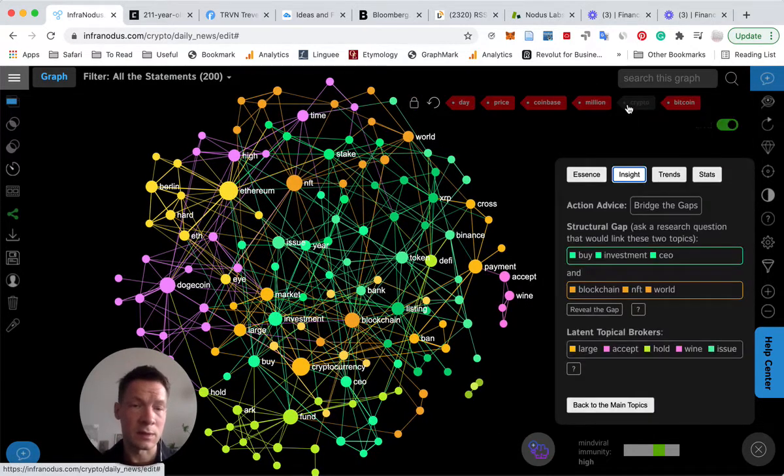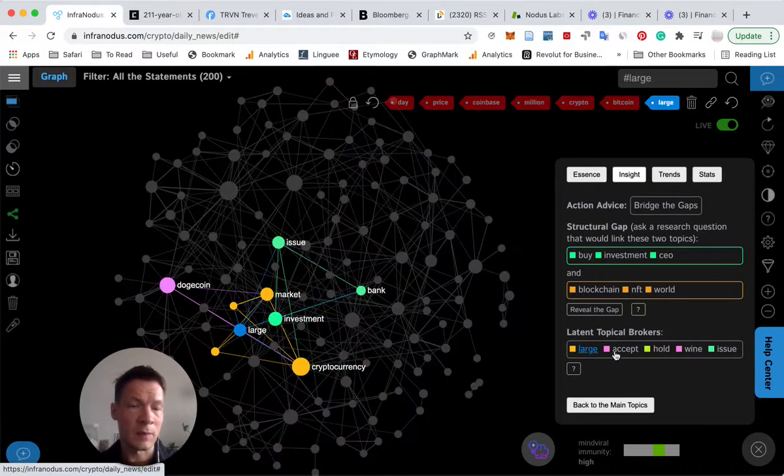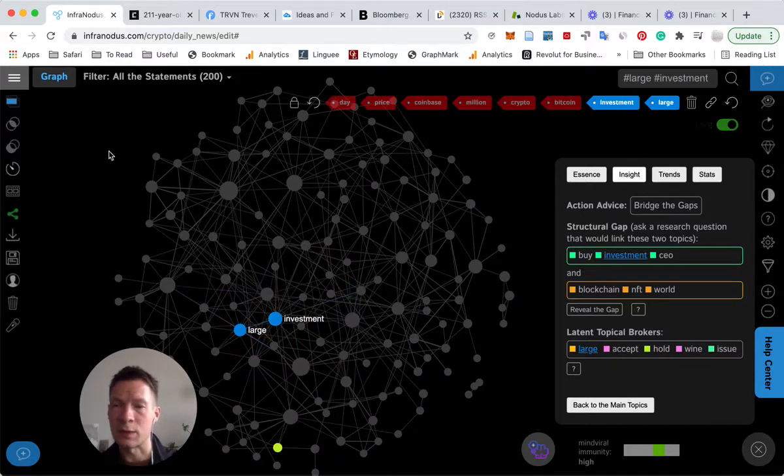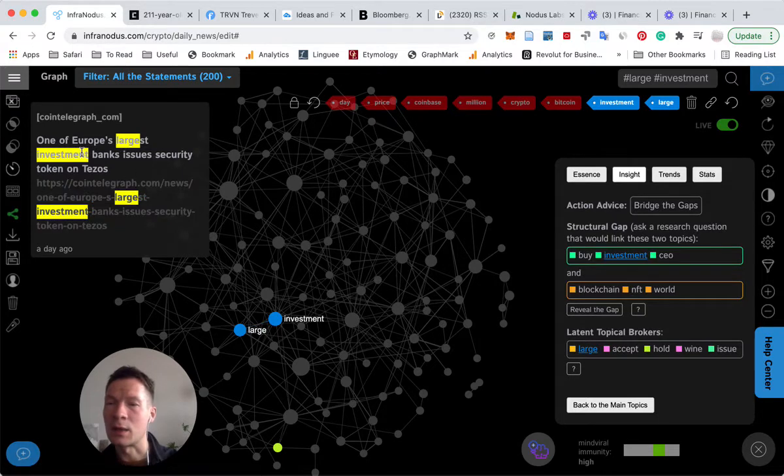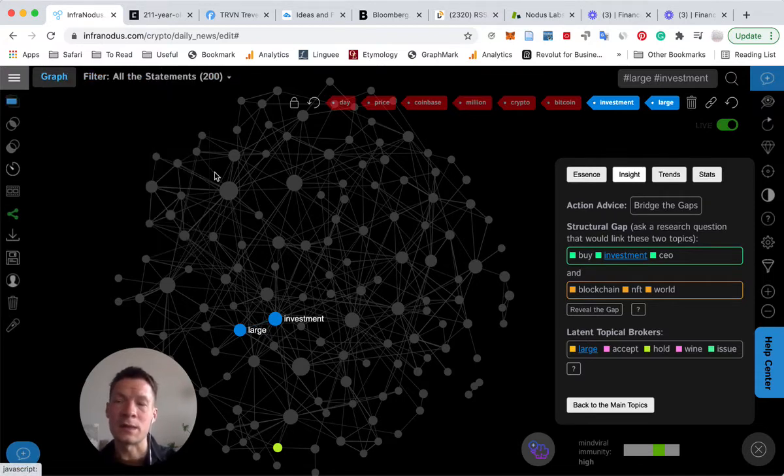And then, of course, you can also go on the Insight panel, look at the latent topical brokers, see what else appears here, click on the terms, see in which context they appear. So, for example, large investment here. Okay, largest investment banks issues security token on Tezos. So this could be interesting to explore more about Tezos and so on. So this is how you use it. In the next video, I'll show you some advanced techniques.